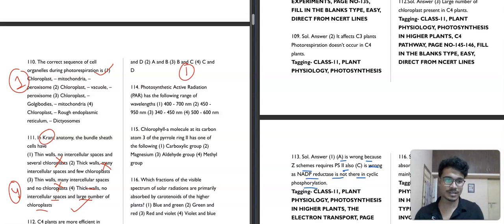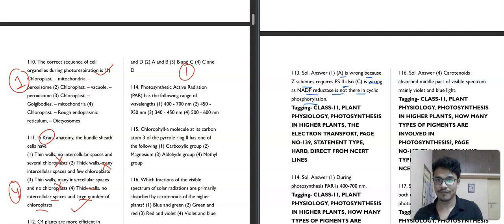Then moving towards the next question, question number 114. It is saying that photosynthetically active radiation has the following range of wavelengths: 400 to 700, 450 to 950. It is very confusing when close gaps are there; if you have not studied very well, then you may get confused. But if you have studied well, that is no problem. So the correct answer will be 400 to 700 nanometer. First option.